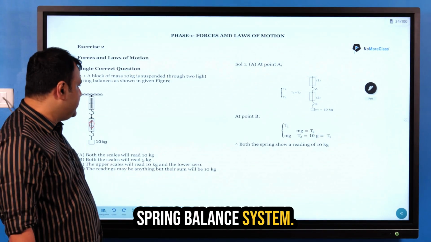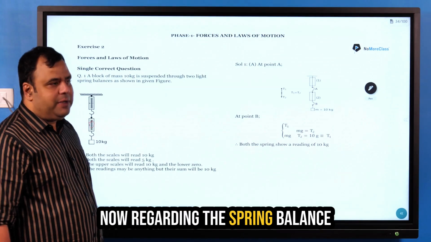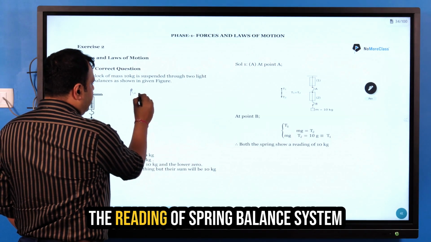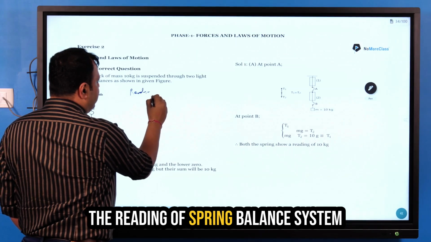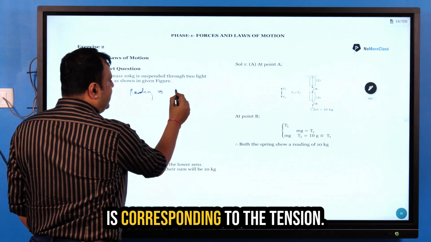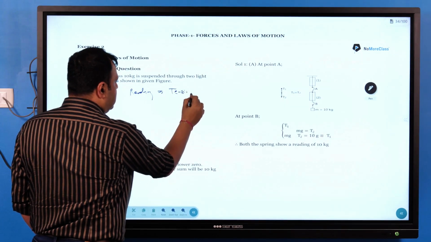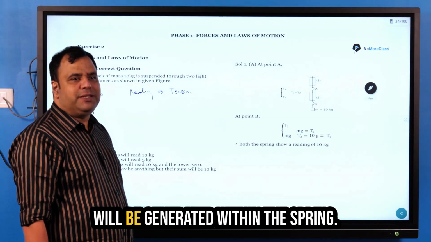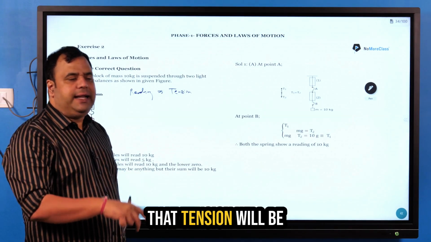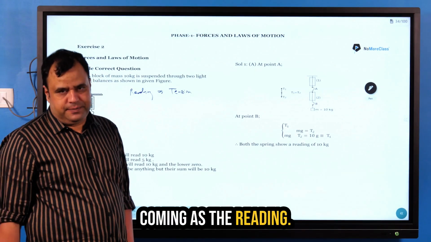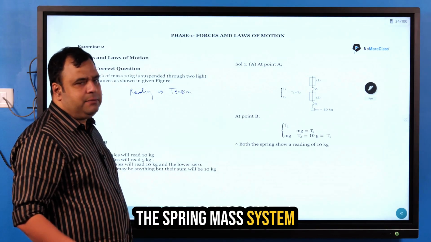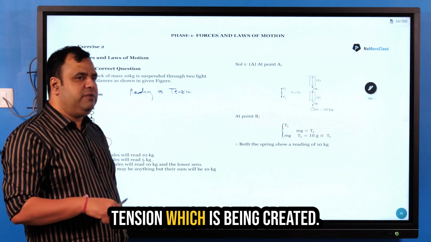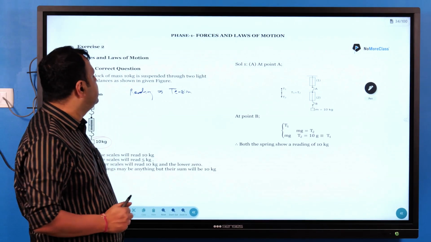Now, regarding the spring balance system, always remember that the reading of a spring balance corresponds to the tension. Whatever tension will be generated within the spring, that tension will be coming as the reading. The spring balance will not be measuring the mass, it will be measuring whatever tension is being created.